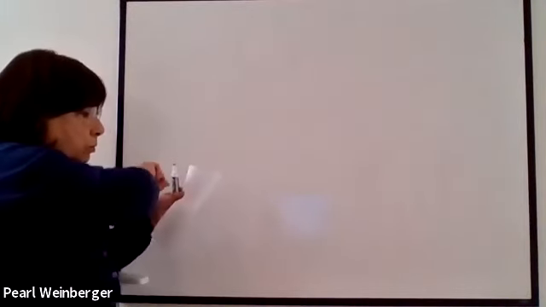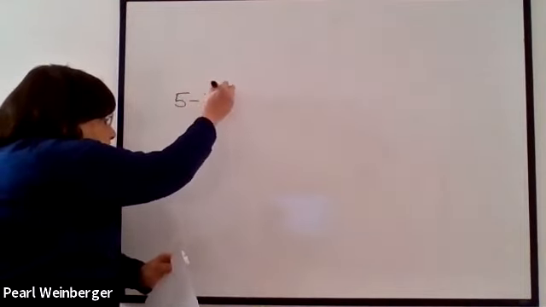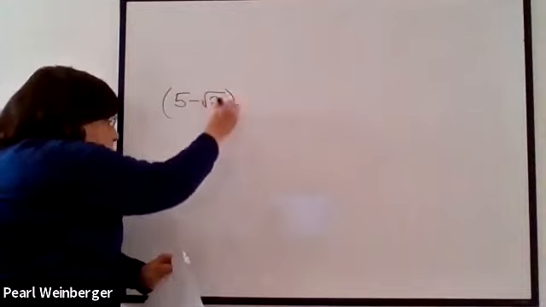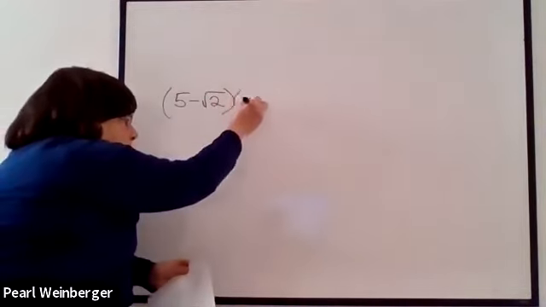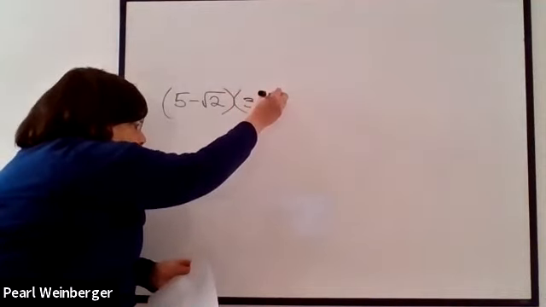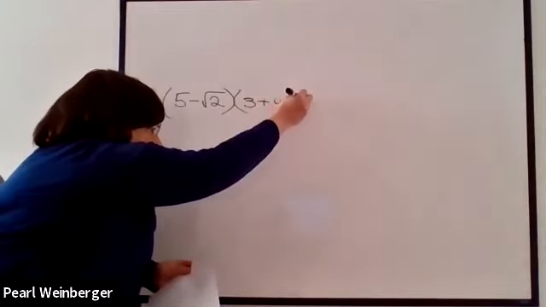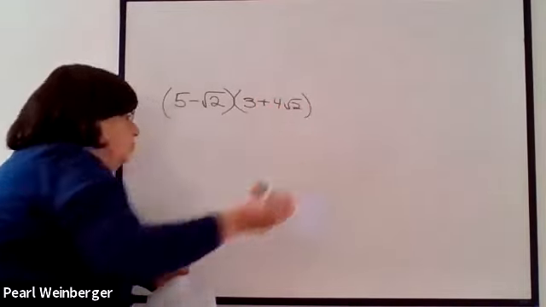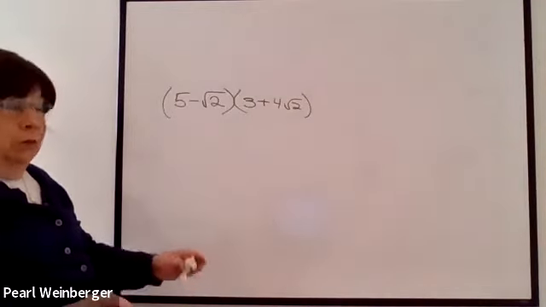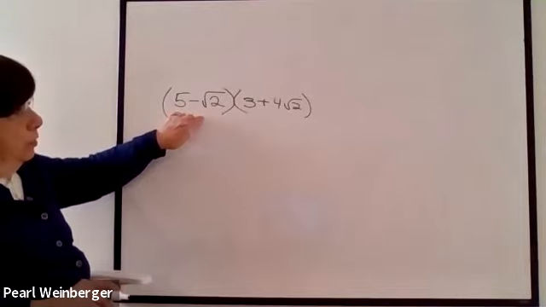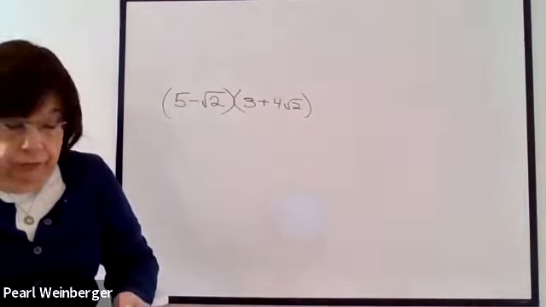Suppose I gave you (5 minus radical 2) times (3 plus 4 radical 2). Suppose I want to multiply a binomial by a binomial with radicals.